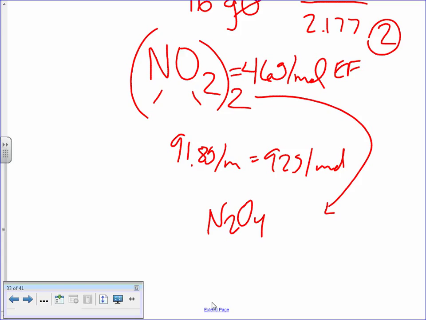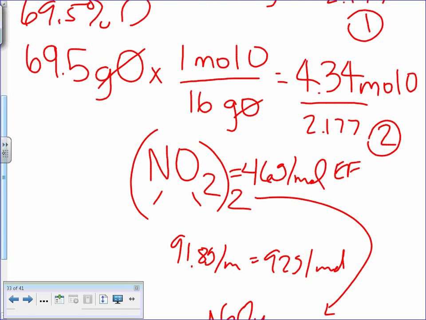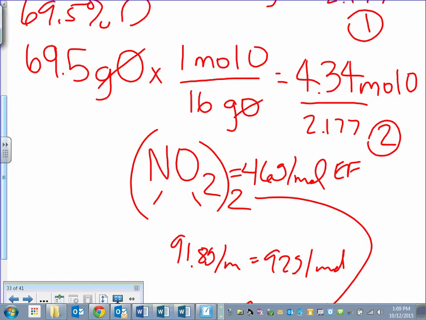I did mine different and I got the same answer. Like I said, there's probably 5 ways to do something. You want to share your method? Yeah, I just divided the 30.5 by 30.5 and then 69.5 by 30.5 and I got 1 and 2, and then I took the 91.8 and divided it by the 46, because the 46 is it all together.